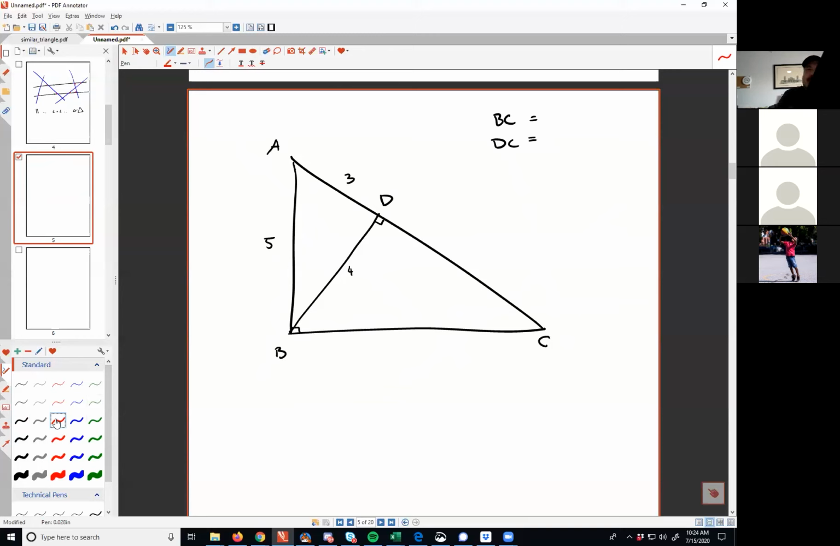What are some equal angles in this diagram other than the right angles? Angle DBC. Oh, continue. Angle DAB is equal to angle DCB. Those two may or may not be equal. It turns out that they're not. The angle at A is not the same as the angle at C.